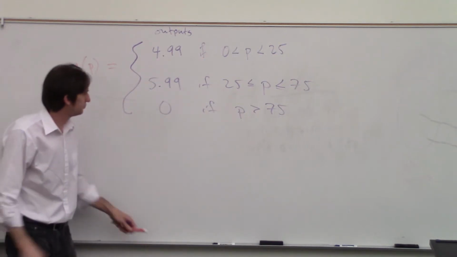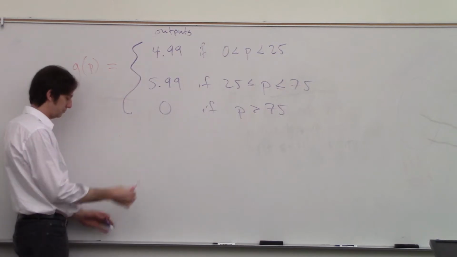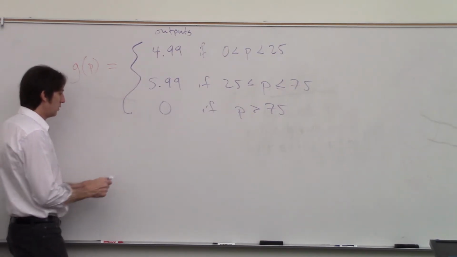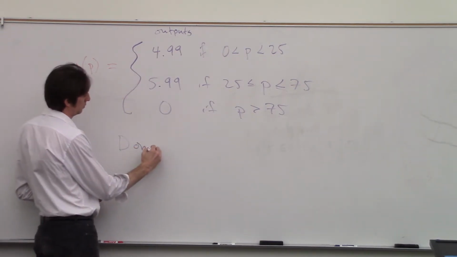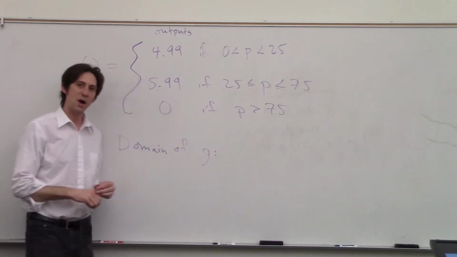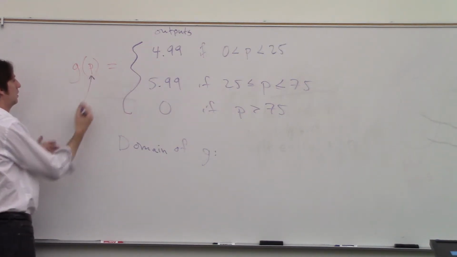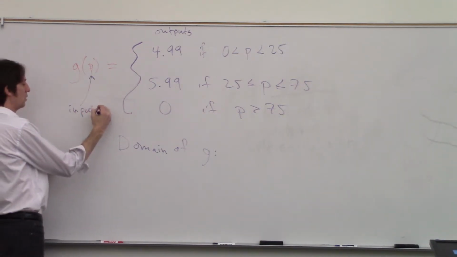So, what is the domain for this function? The domain is the collection of all possible inputs. The inputs here are the order totals.